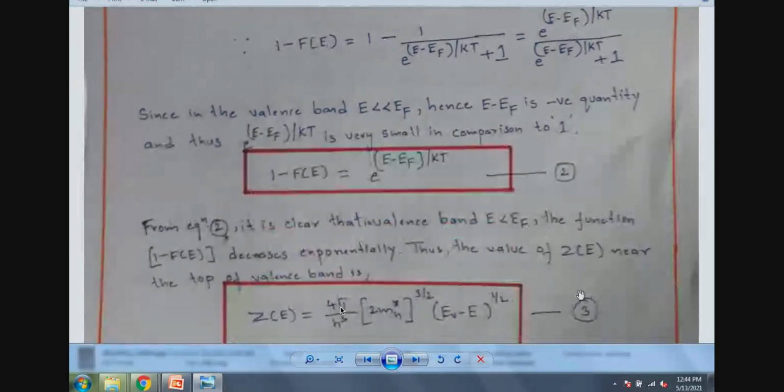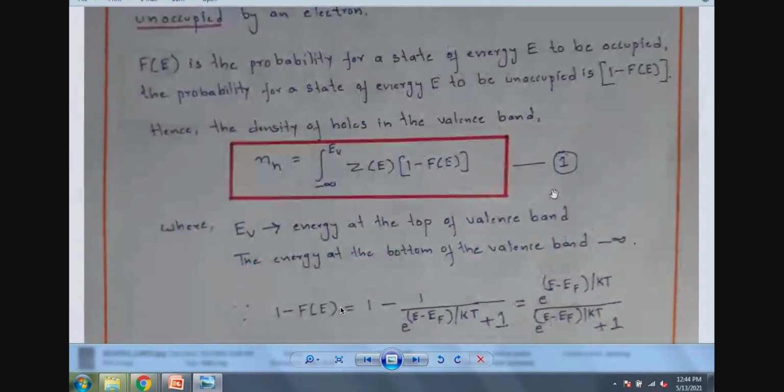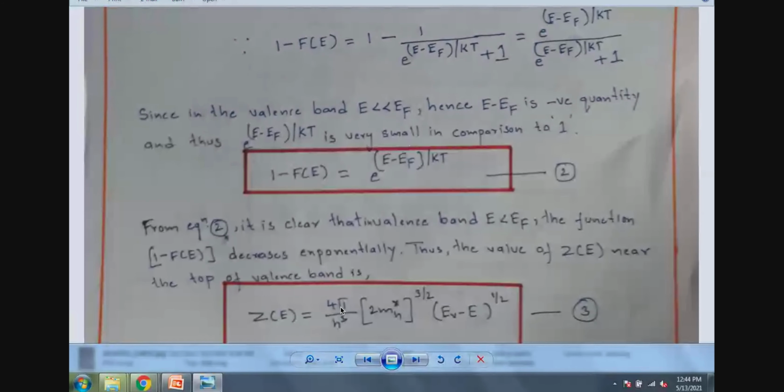Okay, so you put it, this is equation 1. So what is equation 3? You got equation 2, equation 3. Okay, substituting equation 2 and 3 in equation 1, you get the density of holes, isn't it? So let me show that one.